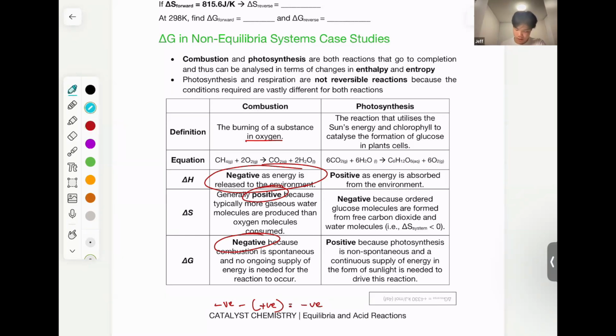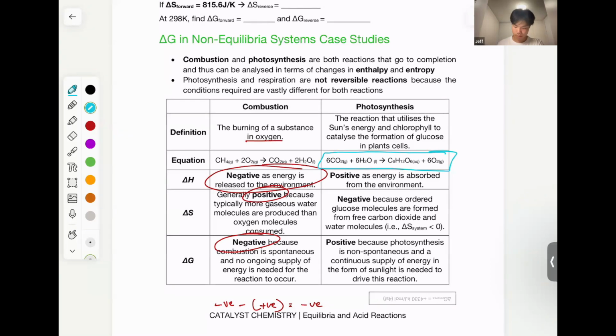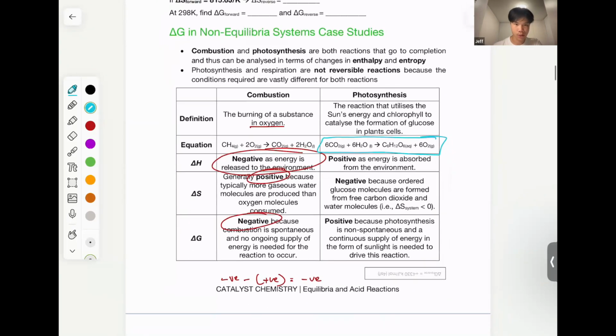For photosynthesis, the reaction is as follows. Some of you may do bio and will already know this, but photosynthesis becomes an increasingly important equation. It's one to just have for this module. So if they ask you to write the equation for photosynthesis, you should have something ready. The delta H is positive because it's endothermic. The delta S is negative, and so the delta G overall is instead positive, going the other way to combustion, meaning it's a non-spontaneous reaction. So those two case studies, I would remember those.